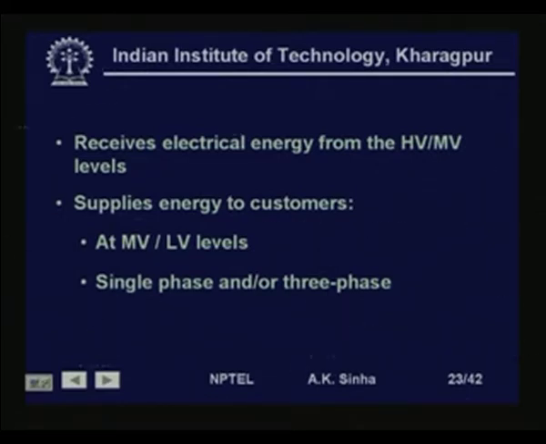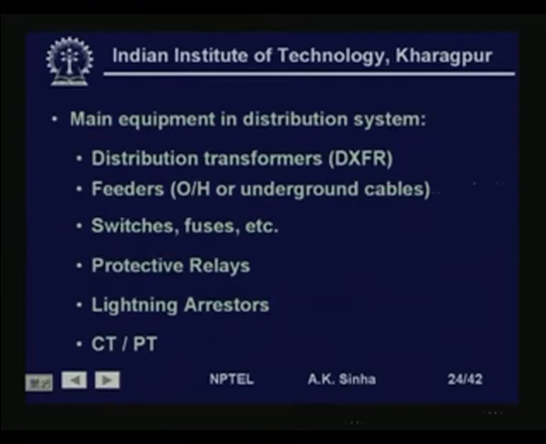The distribution is in terms of 3-phase as well as single phase, whereas the generation and transmission is always in a 3-phase AC system. The distribution, especially for small consumers like your residential buildings, is generally single phase distribution, whereas for large consumers it is normally a 3-phase distribution system.